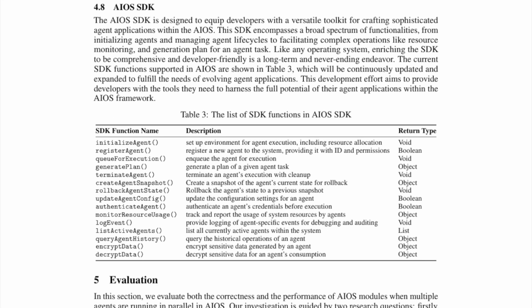4.8, AIOS SDK. The AIOS SDK is designed to equip developers with a versatile toolkit for crafting sophisticated agent applications within the AIOS. This SDK encompasses a broad spectrum of functionalities, from initializing agents and managing agent lifecycles to facilitating complex operations like resource monitoring and generating plans for an agent task. Like any operating system, enriching the SDK to be comprehensive and developer-friendly is a long-term and never-ending endeavor. The current SDK functions supported in AIOS are shown in Table 3, which will be continuously updated and expanded to fulfill the needs of evolving agent applications. This development effort aims to provide developers with the tools they need to harness the full potential of their agent applications within the AIOS framework.